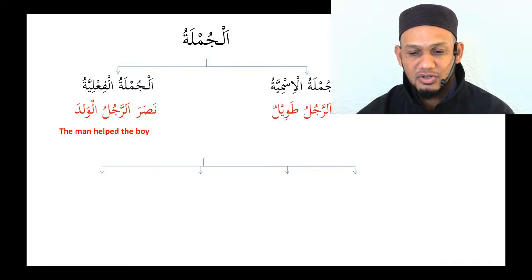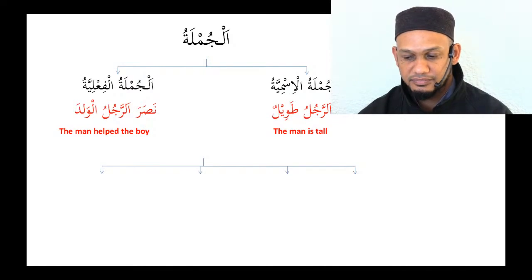Then Jumlatul Ismiya, for example, Ar-Rajulu Tawilun, we have a Mubtada and we have a Khabar. Ar-Rajulu is the focus of the sentence. The man, Tawilun, is tall. So the man is tall.